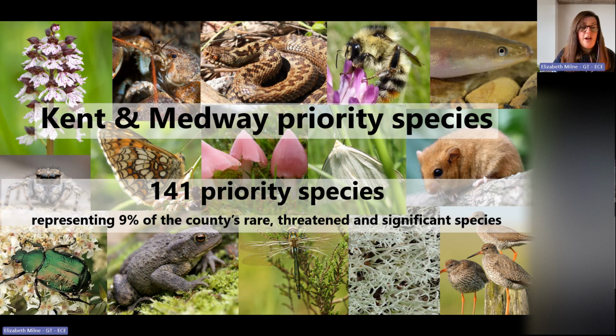The first stage of selecting the priority species was, under Natural England criteria, to identify what was classed as a long list of rare, threatened and significant species that we had within the county. And that determined that we had just over 1,500 of these. We then went through a process and that brought us down to 141 priority species that we should be focusing on.